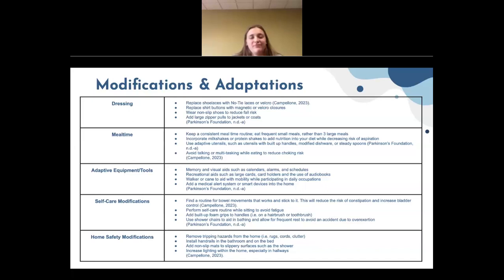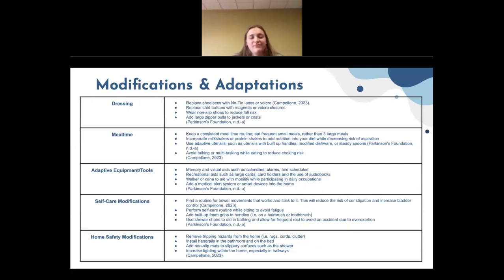Next, we have adaptive equipment for all areas. So we've got memory and visual aids such as calendars, alarms, and schedules, just to keep individuals with Parkinson's disease on track for their feeding, any appointments that they may have, as well as medication management. Then we've got things such as recreational aids, so larger adapted cards to be able to play card games with family members or friends, card holders, and then the use of audiobooks to allow individuals to enjoy the hobbies that they previously did without increasing frustration due to the tremors and the motor function.